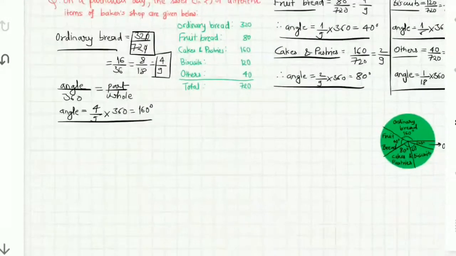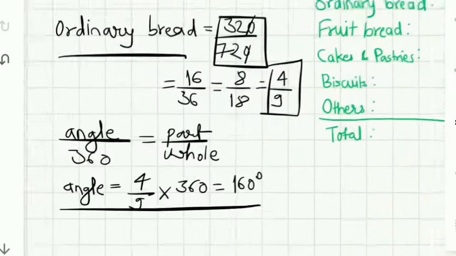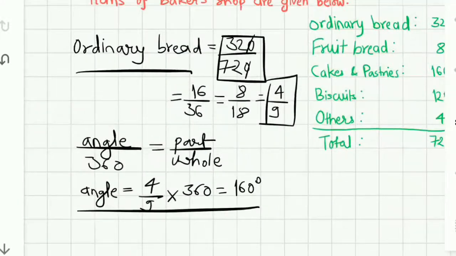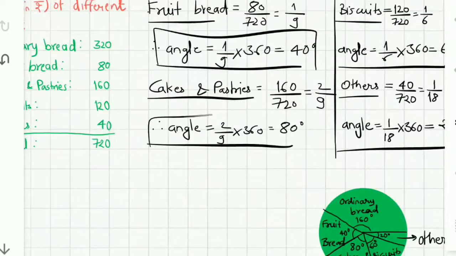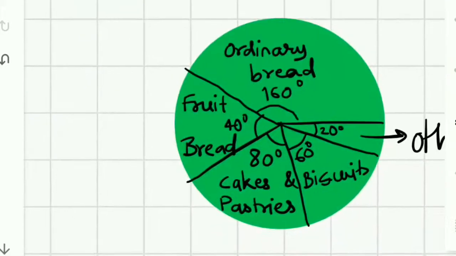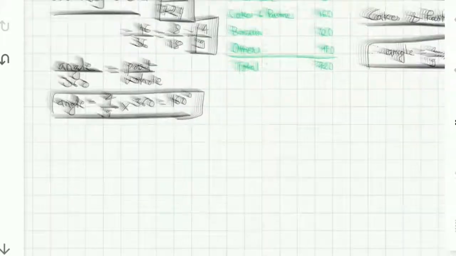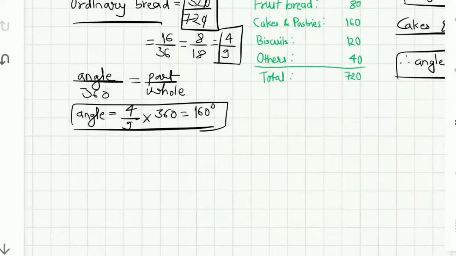What you do first is, from the given data, you find out all the angles like this. Is it visible? All the angles like this. And then you draw a circle in which you mark all these angles, and these sections represent the respective items in the given data chart.